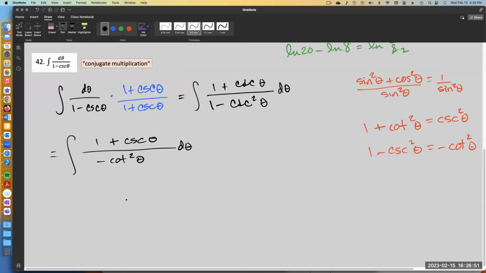Sometimes dealing with sines and cosines is just easier because you're more familiar with those. It doesn't really matter. Let's go ahead and split the fraction right now, and maybe we'll convert to sine and cosine. That minus, I'm going to pull all the way to the front. And then 1 divided by cotangent squared, 1 divided by cotan squared, is tangent squared.